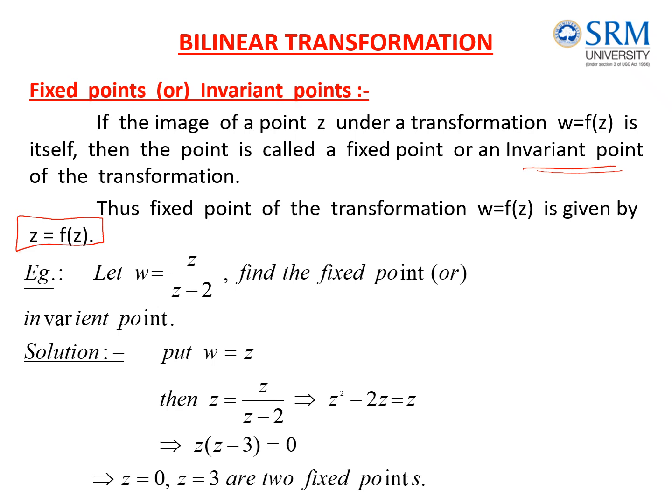For example, take w equal to z by z minus 2. We need to find the fixed points of this transformation. Image itself means we need to put w equal to z in that transformation. If you simplify this further, you will get z square minus 2z equal to z. Simplifying further, you get two points, z equal to 0 and z equal to 3. These two points are called fixed points. So easily you can find the fixed points where the image of the transformation is itself.